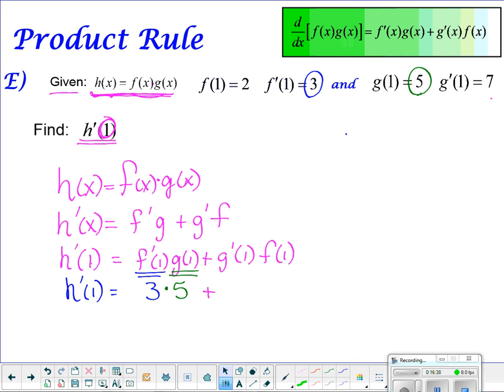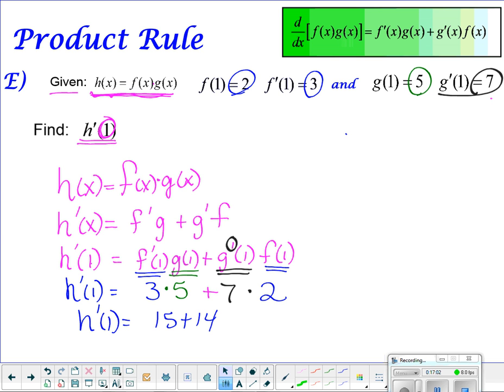Plus g of 1, oh no, I'm sorry, it's g prime, isn't it? G prime of 1 would be 7 times f of 1. F of 1 is a 2. And that's pretty easy now, isn't it? Let's just go h prime of 1 is equal to 15 plus 14, which makes it 29. I kind of like those. Not as much work, really, because so many values are provided to you.